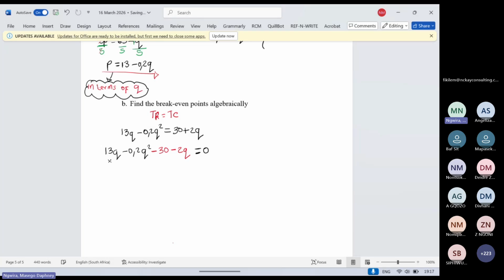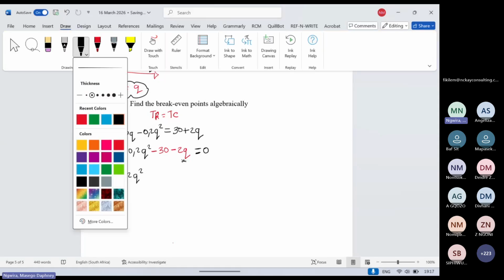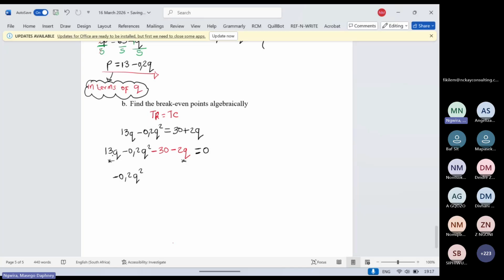These two are the same. They both have Q. So I'm going to have negative 0.2Q squared. And then 13 minus 2. What is 13 minus 2? 11. So the 11 is positive 11. Again, it doesn't really matter. You can say 11Q minus 0.2Q squared. It doesn't matter. And then 30 doesn't have a friend.